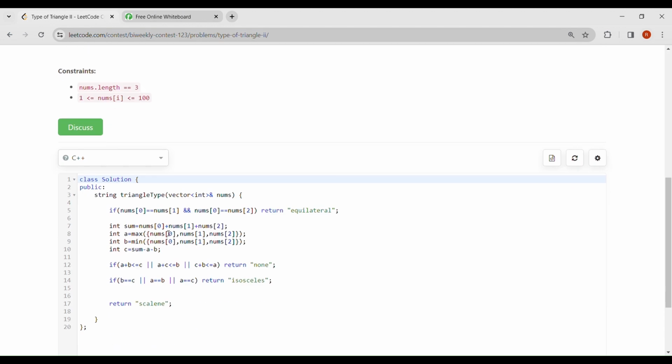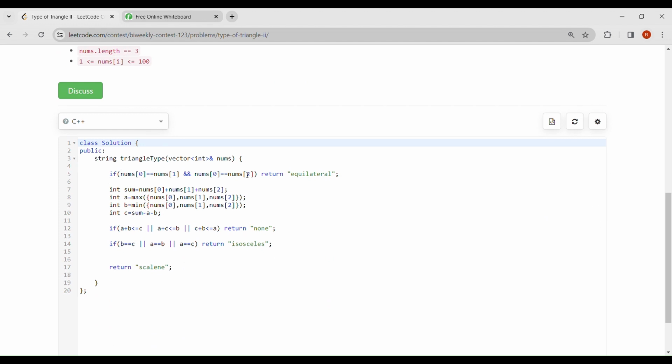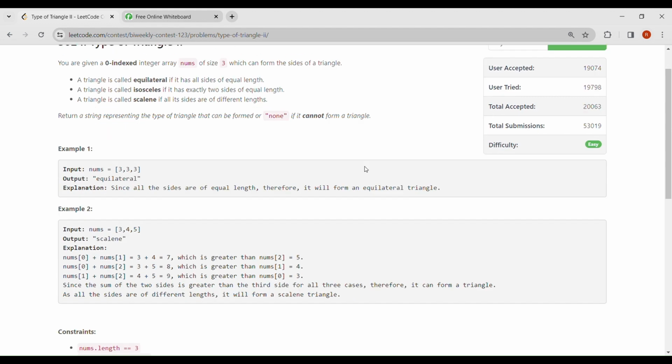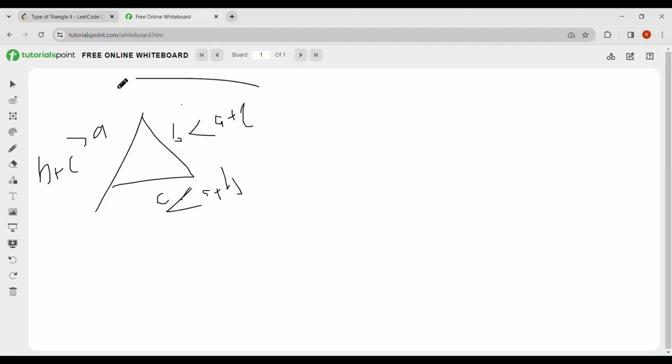Okay. According to that, you will check which sides are equal. So I will explain my solution. First, I check whether all three sides are equal, then I return equilateral. Then I take the sum of all three sides, then the max among the three, then the min, and the remaining one is the median, so it is sum minus max minus min. I check whether any of these conditions is true, then the answer is none. Otherwise, I check whether any two sides are equal, then it is isosceles. Otherwise, scalene. The answer is this one. So it is simple. You can try once, but the logic is this one. You need to check whether this condition is true or not.